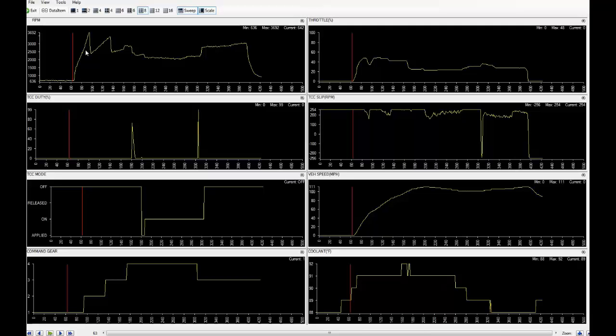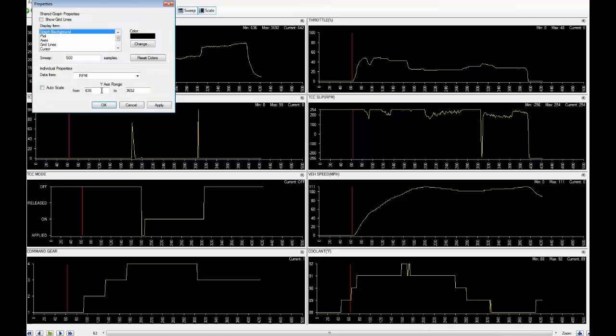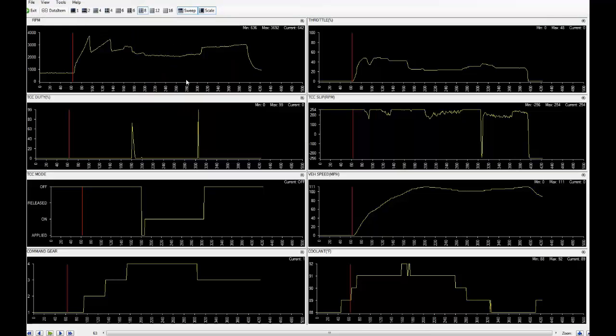This is the engine RPM, as you know. I like to change this and start at 0 so we know where we are. So you go to properties, you change the scale to 0, and then I put this at 4,000 just because it's a round number. I do this fast, but I'll explain how to do that another time if you want to know. So now we have a good view of our RPM.